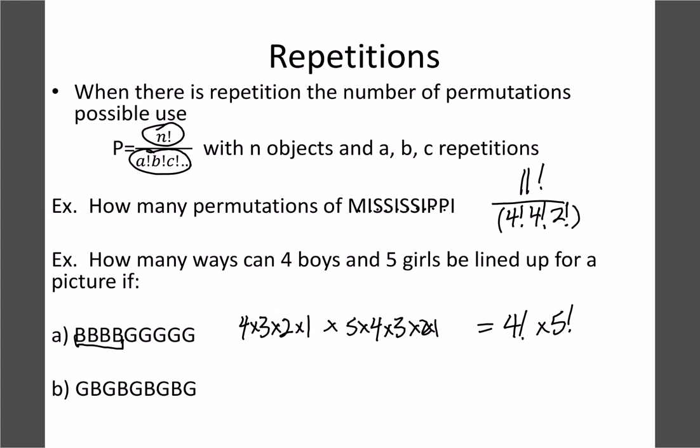And the next one, we got girl, boy, in alternating orders. But you can see, if we just worry about the girls first, we got 5, 4, 3, 2, 1 for the girls. Then we got 4, 3, 2, 1 for the boys. So we still get the same answer. So it doesn't really matter what order they go in. We're still doing the 5 girls and the 4 boys separately.